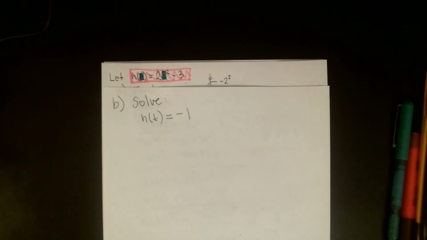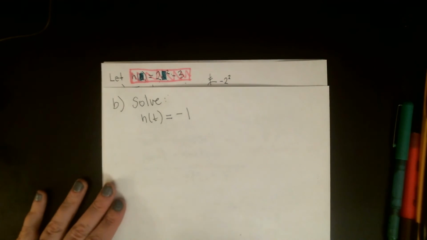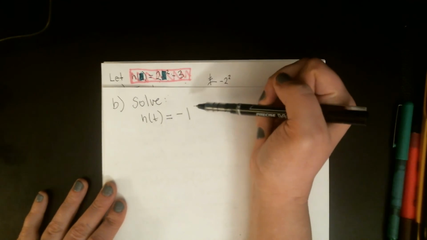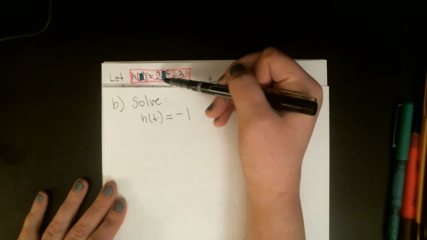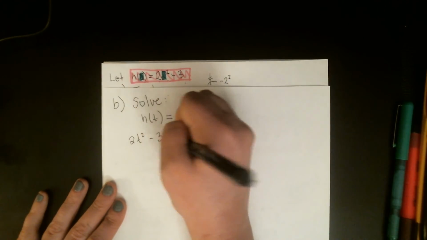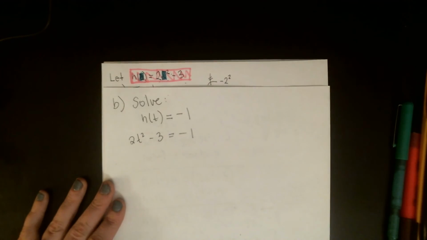The biggest trouble I see here is just misunderstanding of the original statement. I'm not defining a new function h of t. I'm saying take the function h of t that you have and set it equal to -1. So find out what would make the output of your function equal -1. So basically, I know that h of t is 2t squared minus 3, and I want to know when that will equal -1. And there's the equation that we're trying to solve.